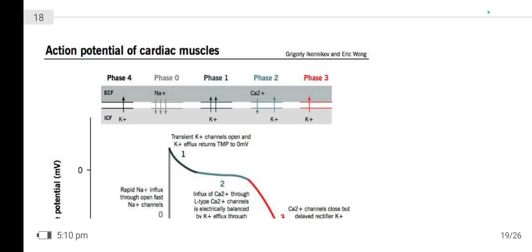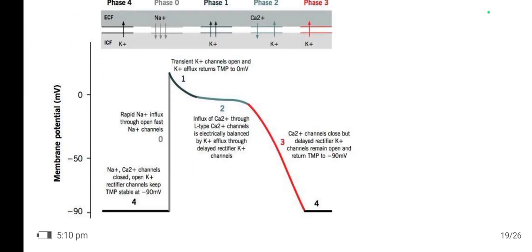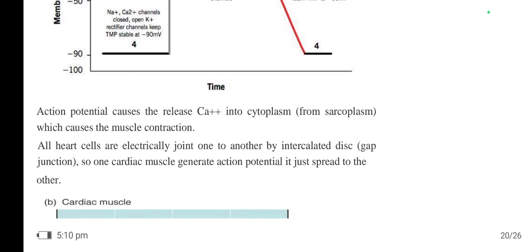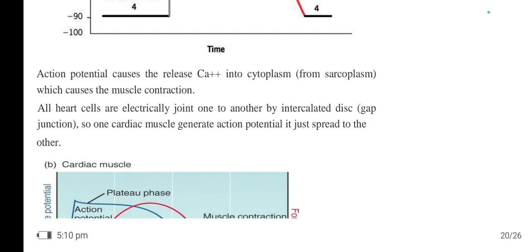Action potential of the cardiac muscle. So this is the graph which illustrates the membrane potential versus the time. Action potential causes the release of Ca++ into cytoplasm from sarcoplasm, which causes the muscle contraction. All heart cells are electrically joined one to another by intercalated disc, gap junction. So once a cardiac muscle generates an action potential, it just spreads to the others.